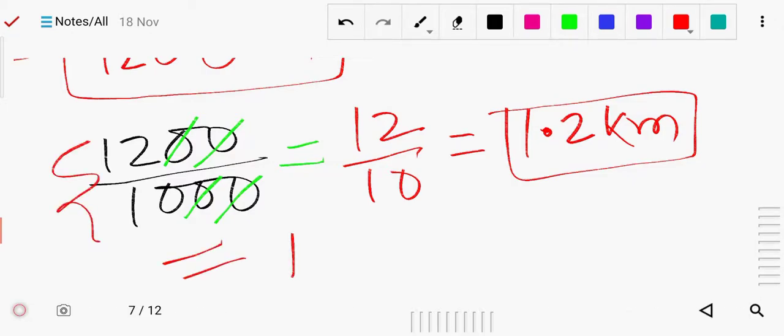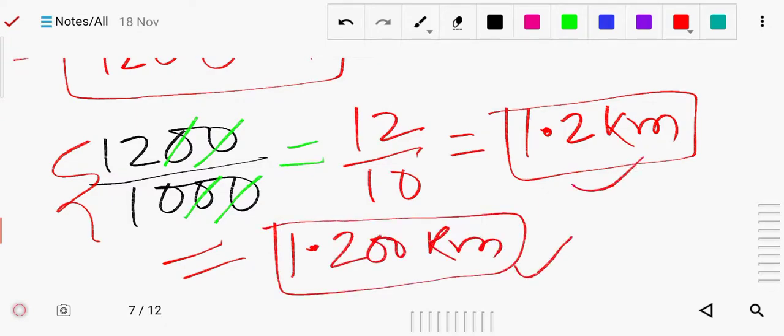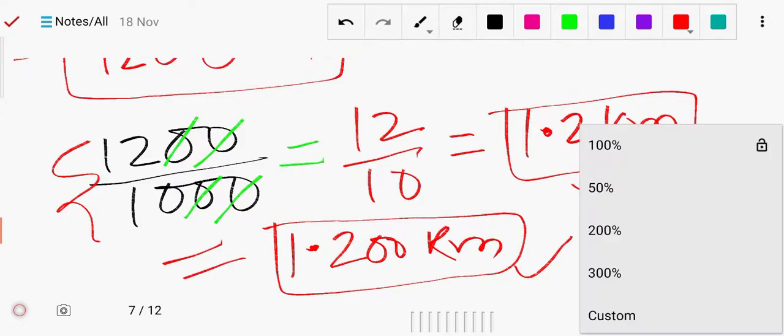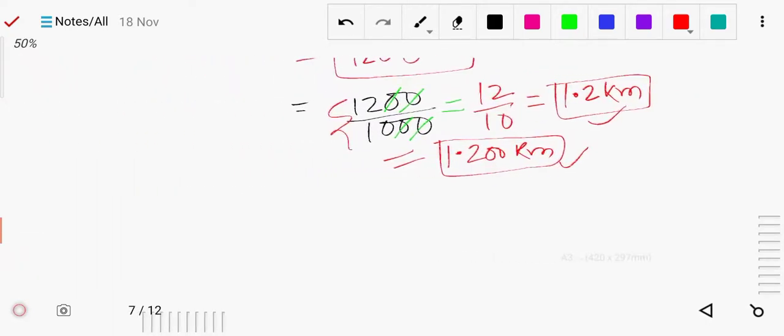So simply you can write 1.200 kilometer. So both answers are the same. Okay, no problem, this one and this one. Okay, so see here, once again this solution.